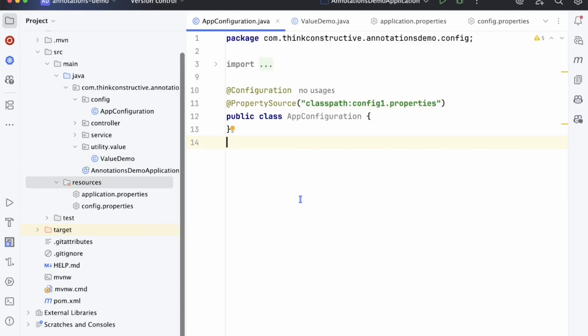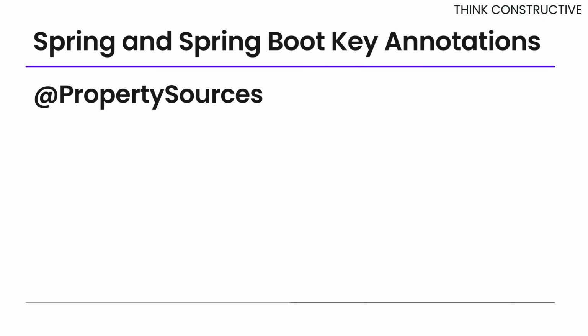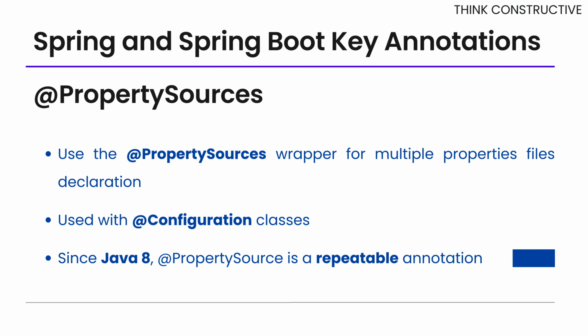Now let us understand PropertySources annotation. So second annotation which we will be covering in today's session is PropertySources. When in your project there is a need for reading data from multiple properties file, for example, let's say you have dev environment properties file, you have production environment properties file, and you have testbed environment properties file. And in your project, depending upon the need, you need to read data from dev properties file or from production properties file or from testbed properties file.